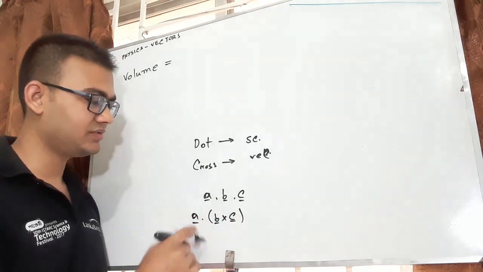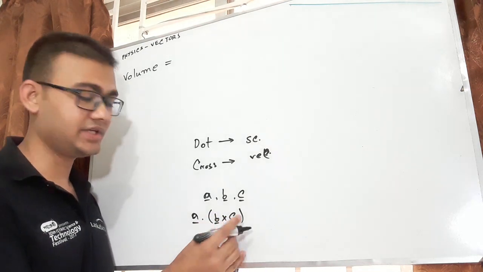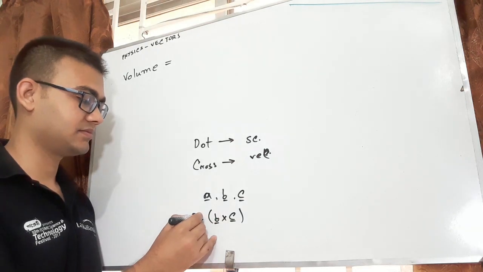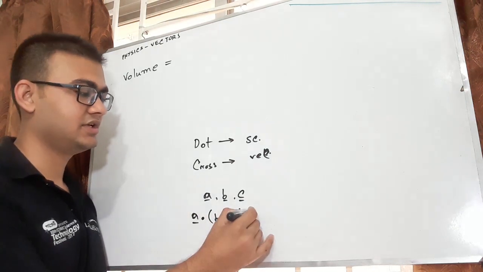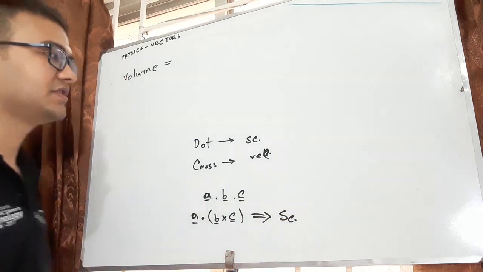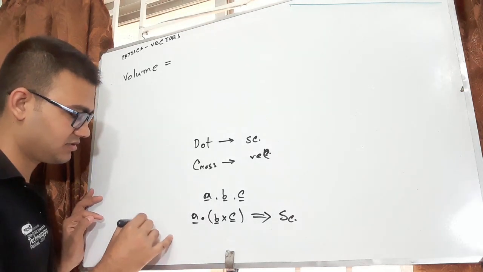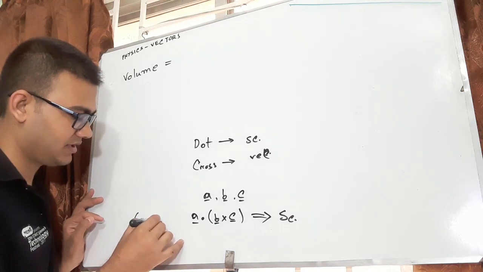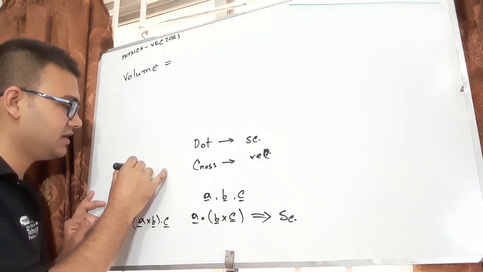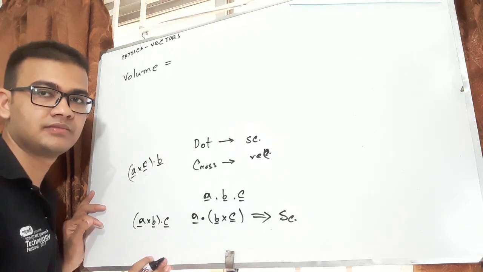When you take this, you will get a vector. Now you will get from this a vector quantity, and when you do the dot operation, you will get a scalar result. So this is the simple formula. Or you can even take A cross B and then dot it with the C, or you can take A and C and then dot it with the B.